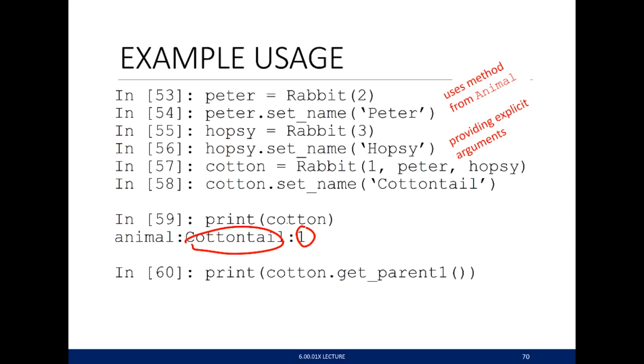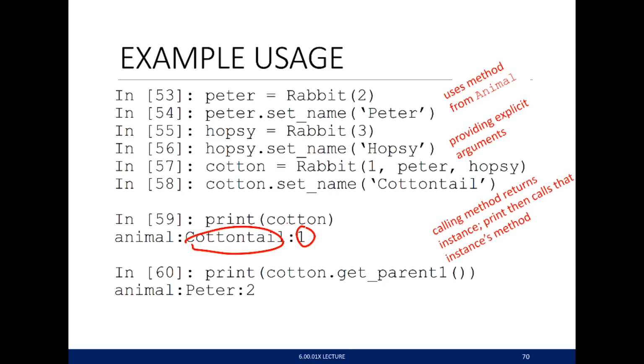If I ask Cotton to get the first parent, I can print that out. And notice what I'm doing here is getting a method associated with that and then invoking it. And it prints out exactly what I wanted. Cotton's first parent was Peter, age 2.